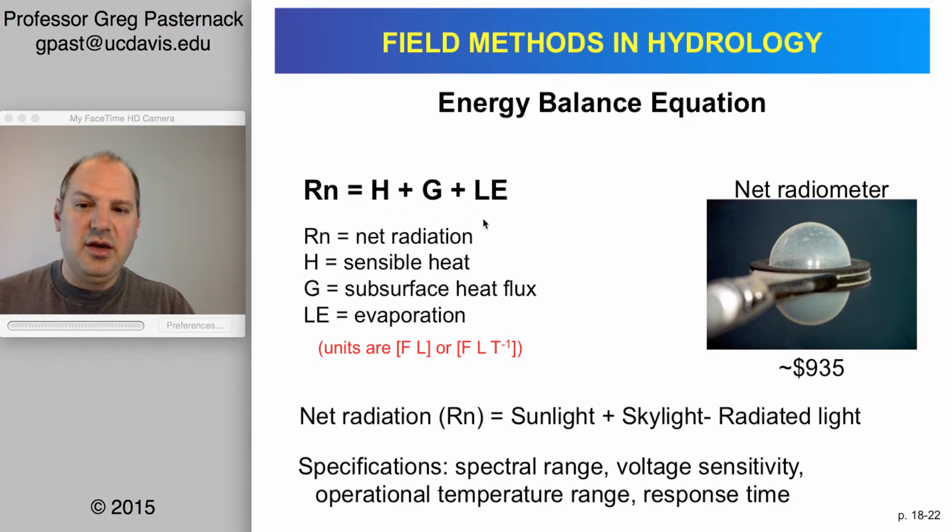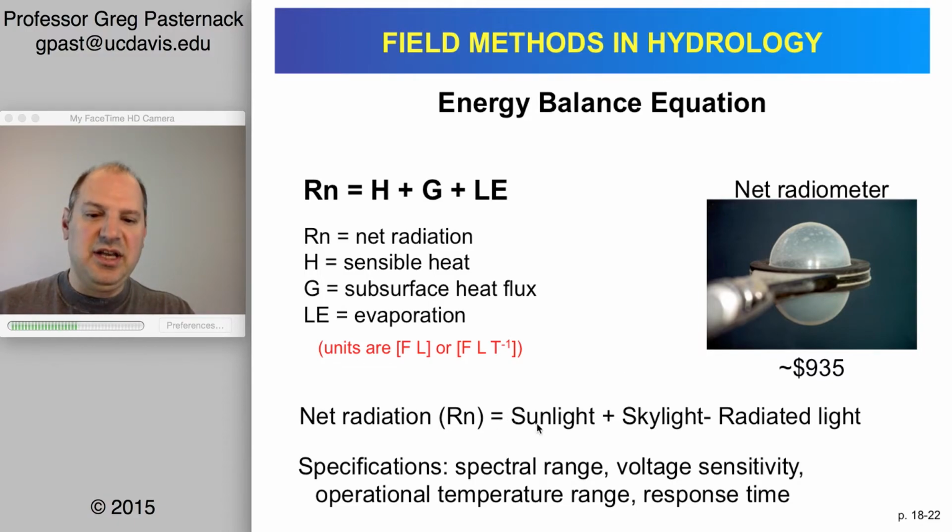we begin with. So net radiation is measured with a net radiometer, which is about a $1,000 device. And you can see it has these two spheres. This is how you get the net, because one sensor is looking up and one sensor is looking down. The difference between those two is the net radiation. So the net radiation, sunlight, the skylight is what's coming from clouds or other things there. And then we're subtracting what's being radiated off the ground.